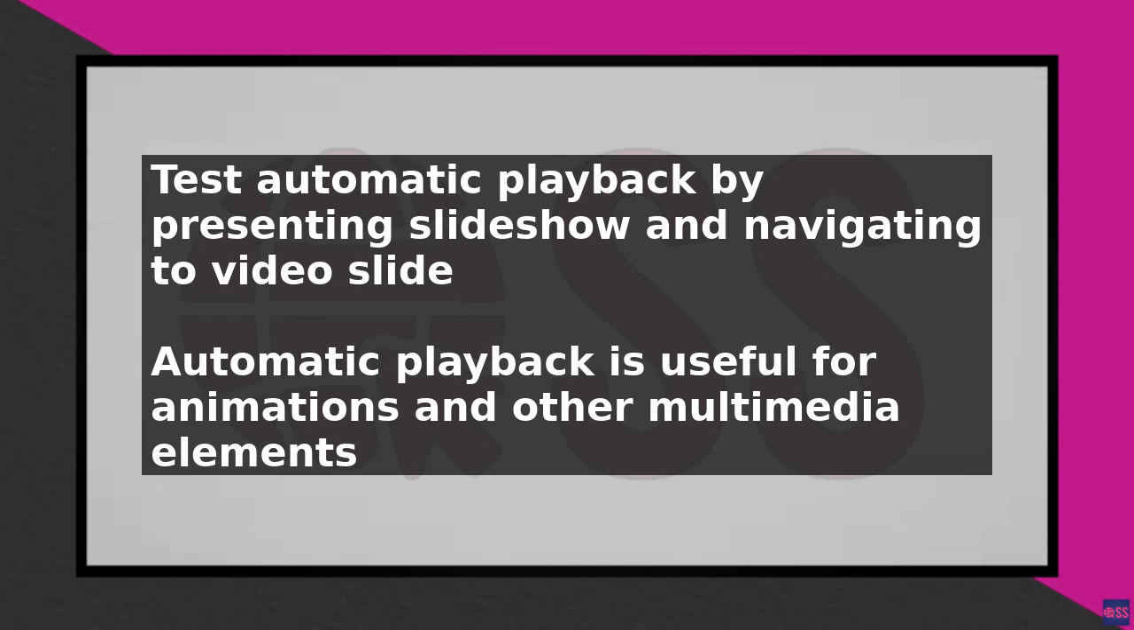To enable automatic playback, ensure the video is selected. Then navigate to the Animations tab and adjust the Start setting to After Previous.